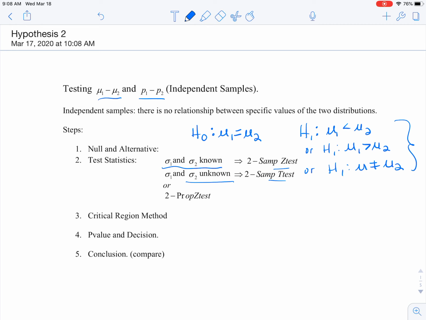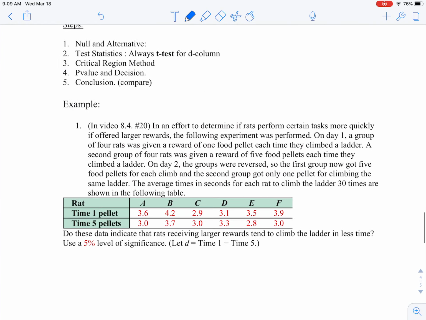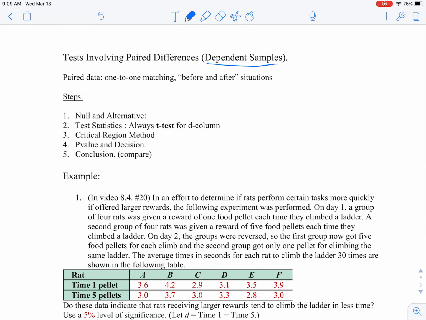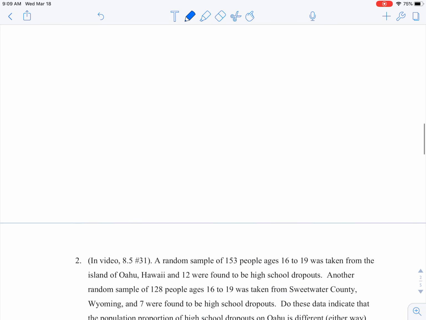So dealing with the independent samples, we can have a z-test, a t-test, or proportion. We do have a situation where the samples are dependent, and that is in the next section. After we go through these couple examples, you'll see, down here. Next week, we'll deal with dependent samples, okay?